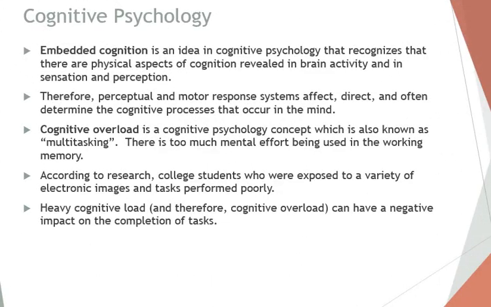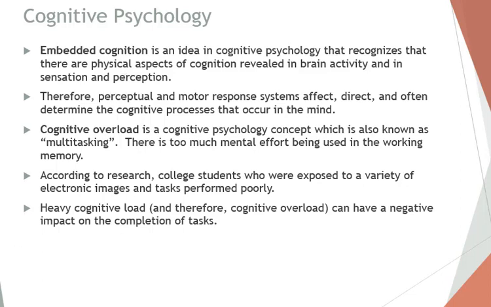Okay, so now let's look at the two, I guess, main sections or main components of psychology in today's schools of thought of psychology. First, you have cognitive psychology, again, based on neuroscience, based on really cognition means thinking and the ability to control things. Embedded cognition is an idea that recognizes there are physical aspects of cognition revealed in brain activity.